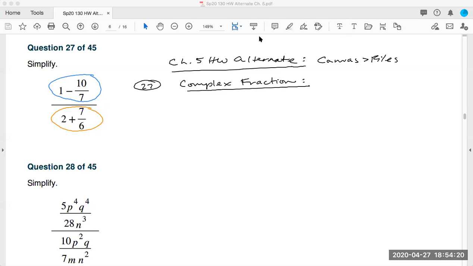Okay, so here's how I'm gonna do this. For the top, remember, if it helps you, just cover up that whole denominator, this orange part. Then we have 1 minus 10 over 7 that we're looking at. So you want to find your LCD for the numerator of the complex fraction. We have 7 for the LCD. So 1 is going to turn into 7 over 7, and you still have minus 10 over 7.